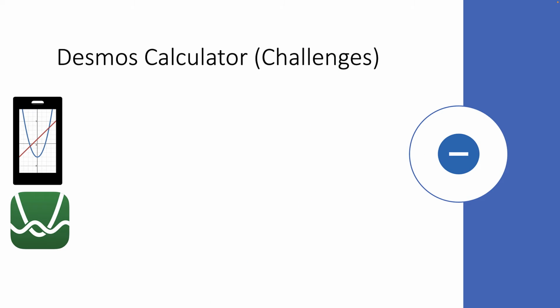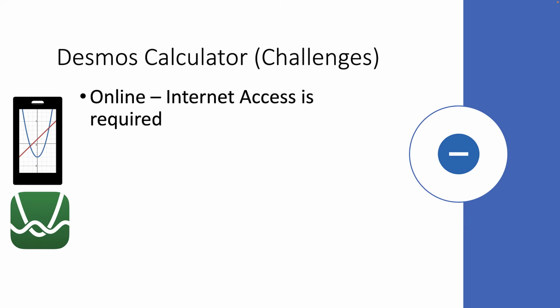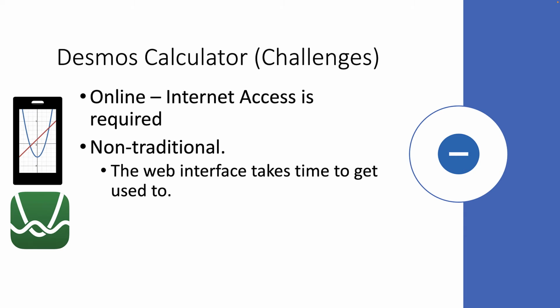Like everything, there are positives, there are also challenges. Because Desmos is a website, it is online. That means that internet access is required and you can only use it when you have access to the internet. It's non-traditional. The web interface takes time to get used to. Desmos is not built like a traditional 4-function calculator, so it will take a little bit of time to get used to looking at a different interface. Whereas the TI84 calculator is an extension of the traditional handheld calculator.